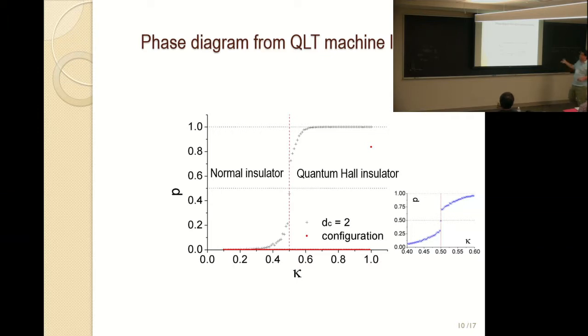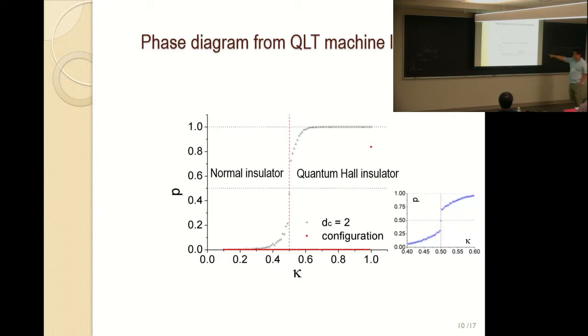Okay, so here is the output result of the previous example I showed you, the neural network output for the transition from normal insulator to quantum Hall insulator. This is a non-interacting model, so we know the answer exactly, and the transition is supposed to be at kappa equals 0.5. We see that when the gap is large, for either the normal insulator or the quantum Hall insulator, we have very good accuracy of almost 100%, and the neural net will consistently tell you the right nature of whether it's a topological insulator or a normal insulator.